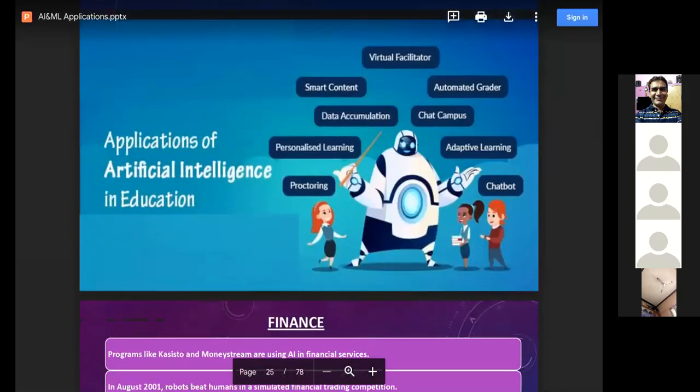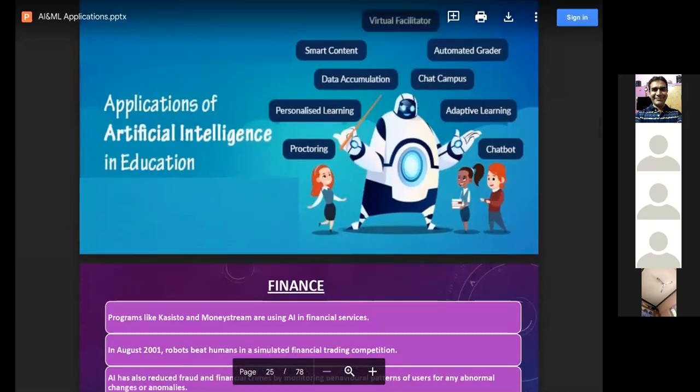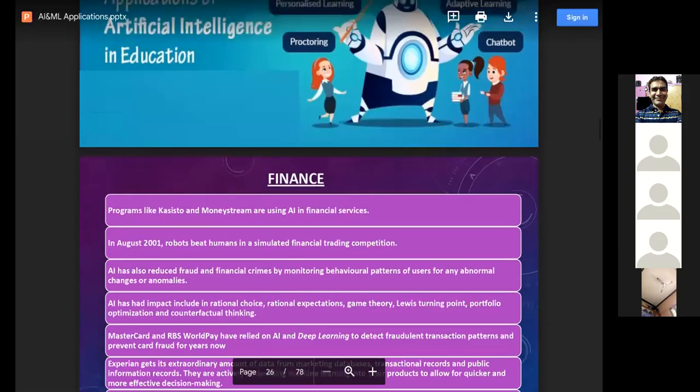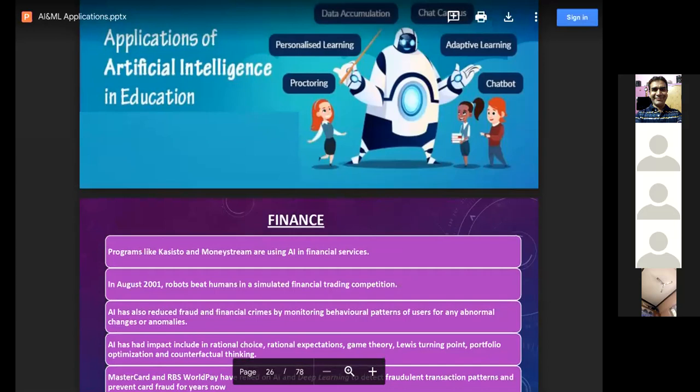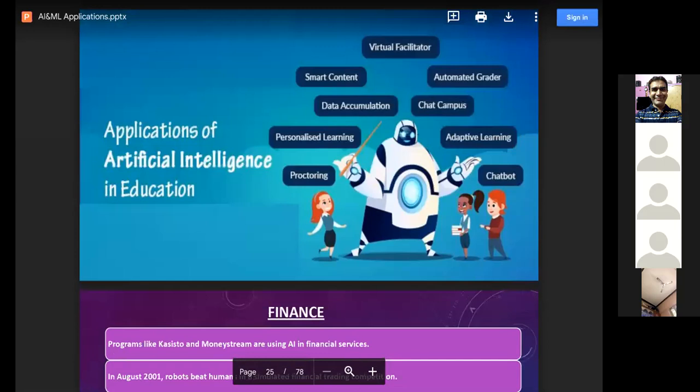These are the various aspects: virtual facilitator, smart content, data accumulation, personalized learning, proctoring, chat campus, adaptive learning. All these things are related to the campus. And believe me, it is very, very efficient as compared to normal teaching. See, various universities are all using the flip method. Some content is delivered physically, some content is delivered online or using some artificial intelligence technique, such that the student, in case of any difficulty, can channelize himself or herself and clear his doubt as soon as possible. That is a part of the adaptive learning that we are focusing on.